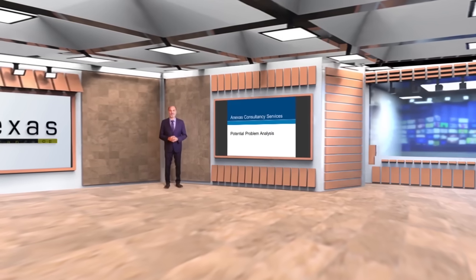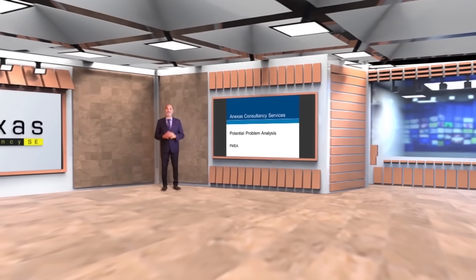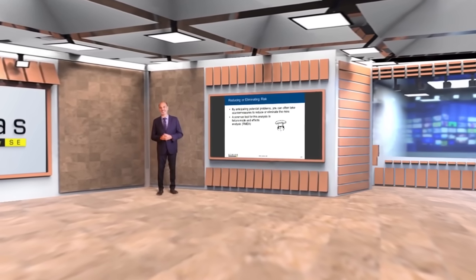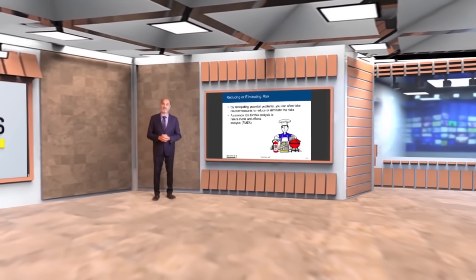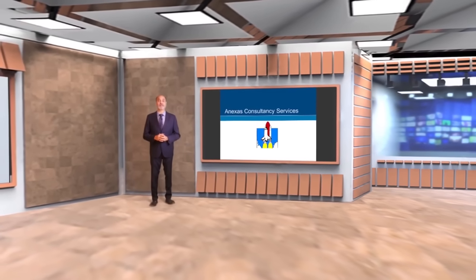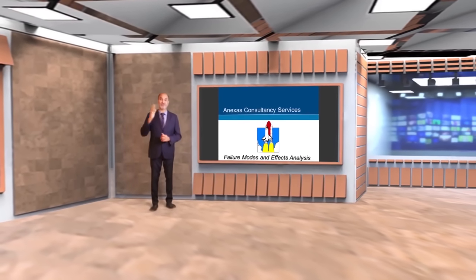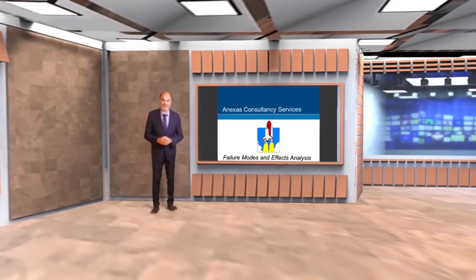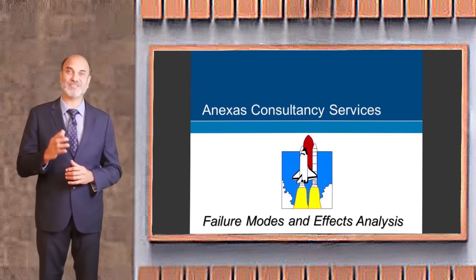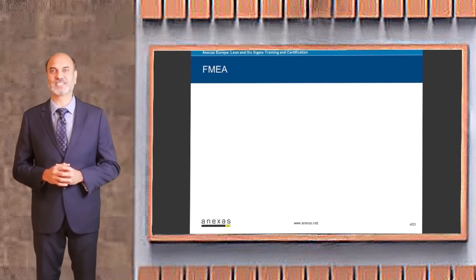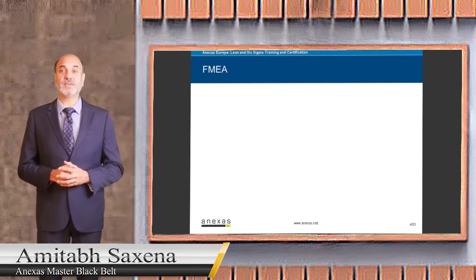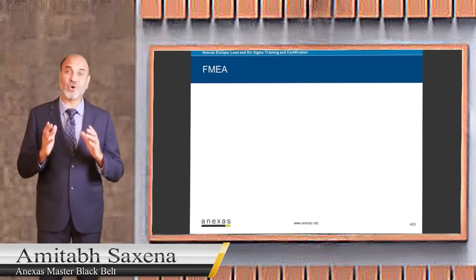Now, let me talk about a very powerful tool called failure modes and effects analysis. This tool, FMEA, was first used by NASA to send people to the moon. They did not want to fail, and that is why they used an FMEA, failure modes and effects analysis. Typically, FMEA is now used by almost all industries.